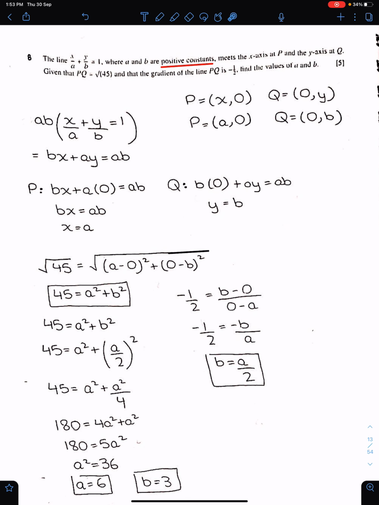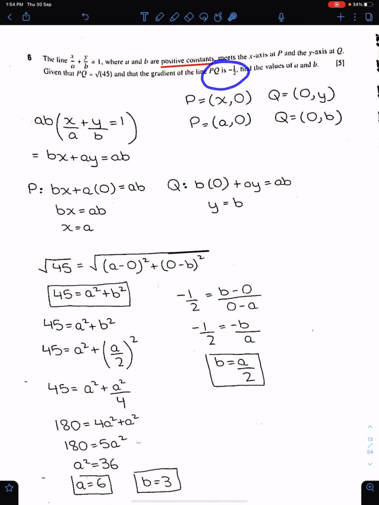This line, this is not clear here, but this is here. X upon A, Y upon B is equal to 1, where A and B are positive constants, meets the x-axis at P. This line meets the x-axis at P. So the coordinates of P must be x comma 0 and y-axis at Q, so 0 comma y. Given that distance PQ is root 45 and gradient of PQ is minus half. So we have two very important pieces of information. We have gradient of PQ and distance PQ.